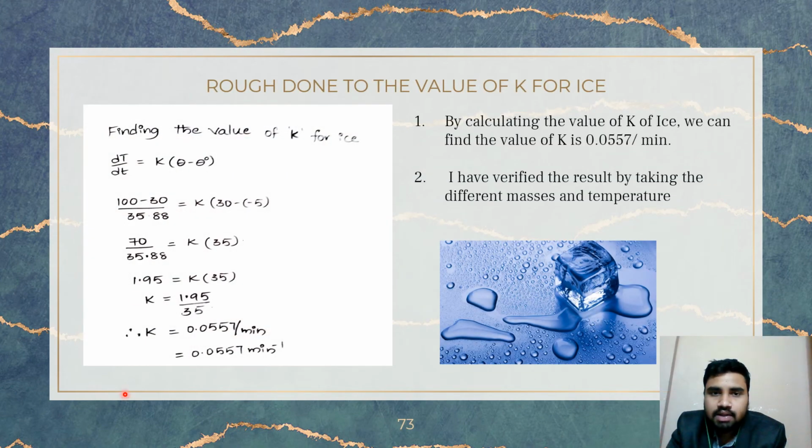Out of curiosity, we have found out the value of K for ice. By calculating the value of K of ice, we can find the value of K is 0.0557 per minute. I have verified the result by taking different masses and temperatures. Now I request Gautam to continue with the error analysis.